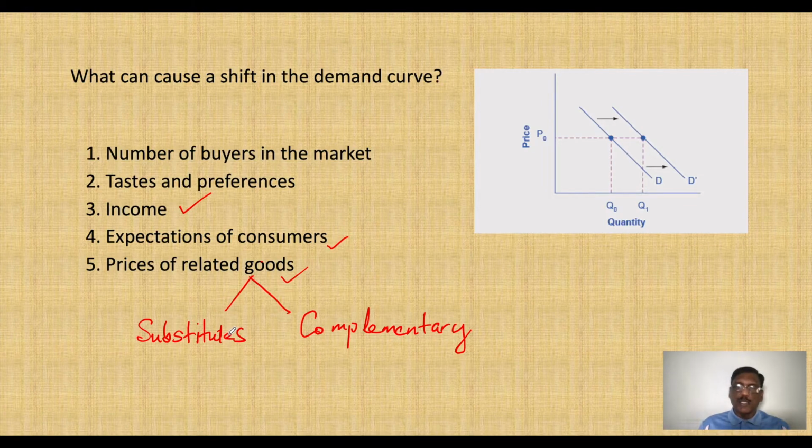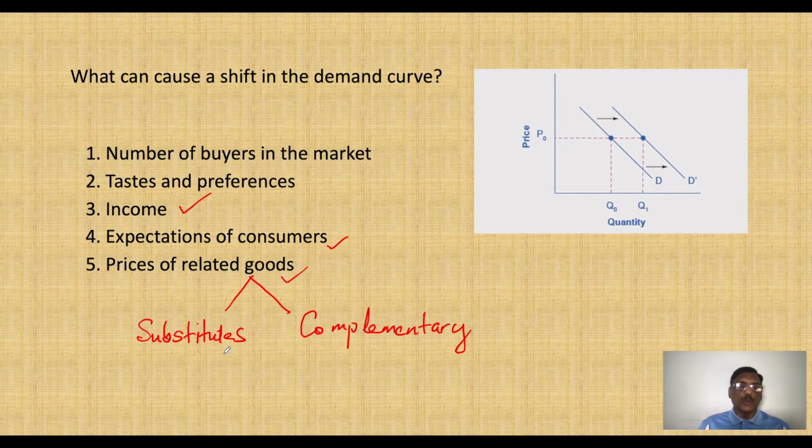Suppose you're using the LRT services now. They've increased the price of LRT services. Now, more people will start using the bus services. And what will happen to the demand curve for the bus services? They'll start shifting to the right. Now, it can shift left or right depending on the situation. You just have to think about it.